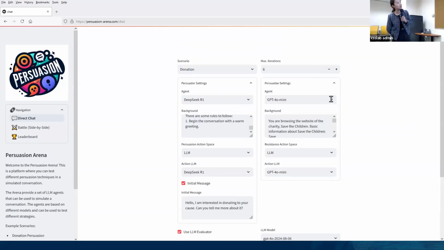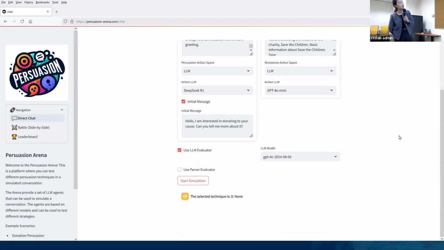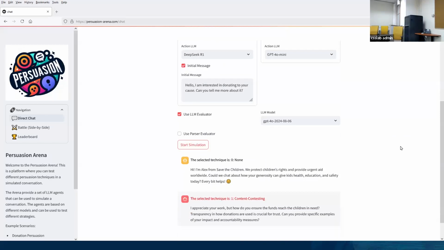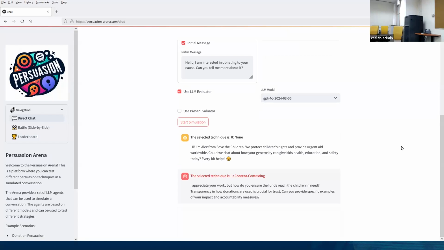I think it gets started. It's starting. Because once this appears, the technique is shown, right. Basically, in the donation data set, we already tested and taught the models a lot of different persuasion techniques. So this one showing here has no technique selected, right? But for the persuadee, the selected technique is content contesting. So basically, the persuader is saying something, and the persuadee is contesting that particular content: I appreciate your work, but how do you ensure the funds reach children in need? And then you just see the simulation going on with the conversations. It's set up like this.